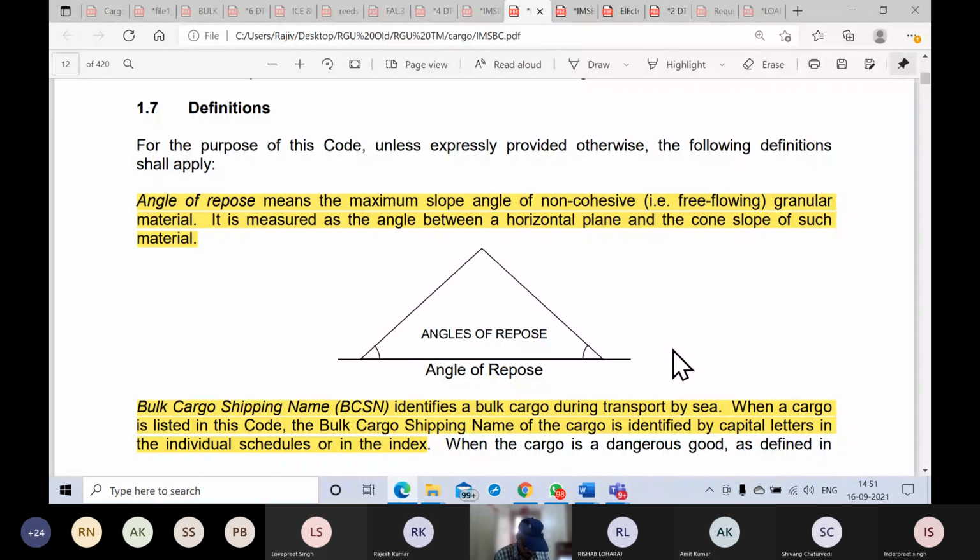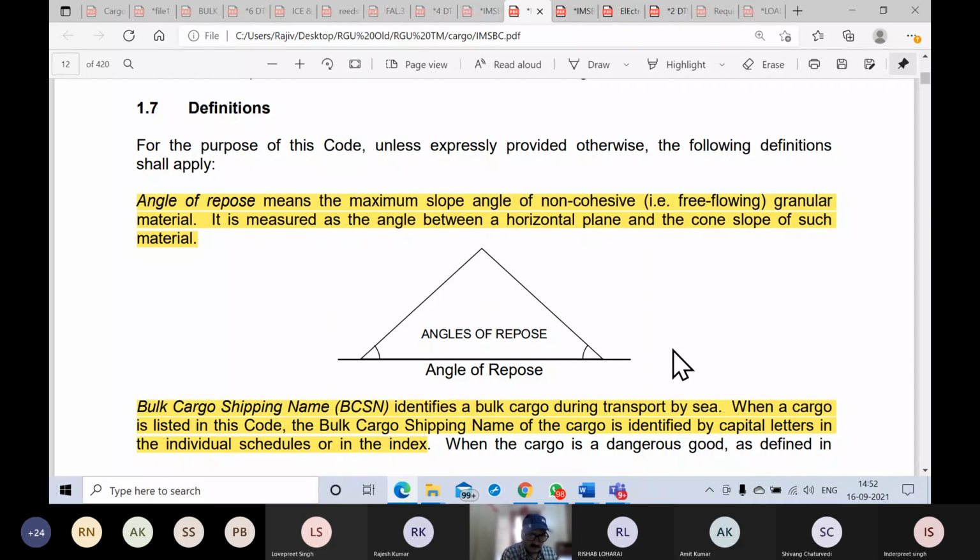You will be surprised. They actually address iron ore as mitti. I'm sure you understand Hindi. Mitti. And that is the name they address it with. What cargo is being loaded? Mitti. That is a nickname, but that is not the BCSN.